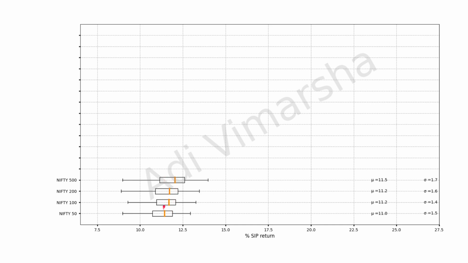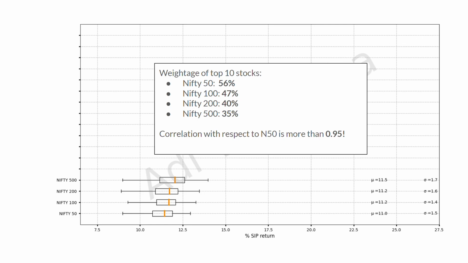If you compare these four indices, more or less they are giving the same return in the range of 11 to 11.5%, and their standard deviation is at the same levels. The reason for this similar performance is that the top stocks in all the indices are highly skewed. So I'm just listing out the weightage of the top 10 stocks in all these indices. You can see the case for Nifty 50.